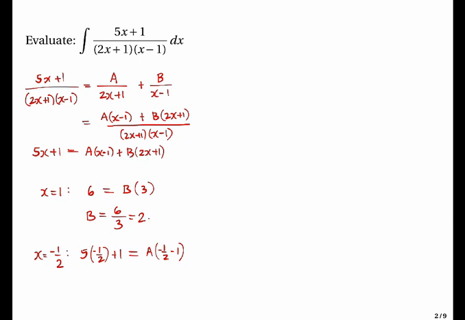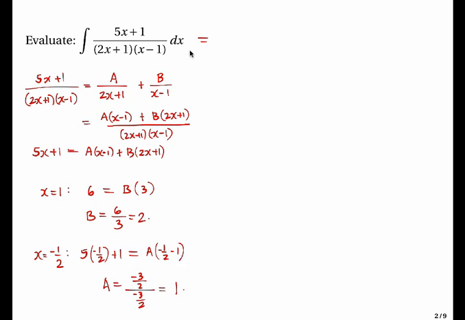So if we simplify the expressions, we will have A equals negative 5 halves plus 1, that's negative 3 halves, all over negative 1 half minus 1, that's again negative 3 halves. So you will have negative 3 halves over negative 3 halves, and therefore A is equal to 1. Okay? A equals 1.